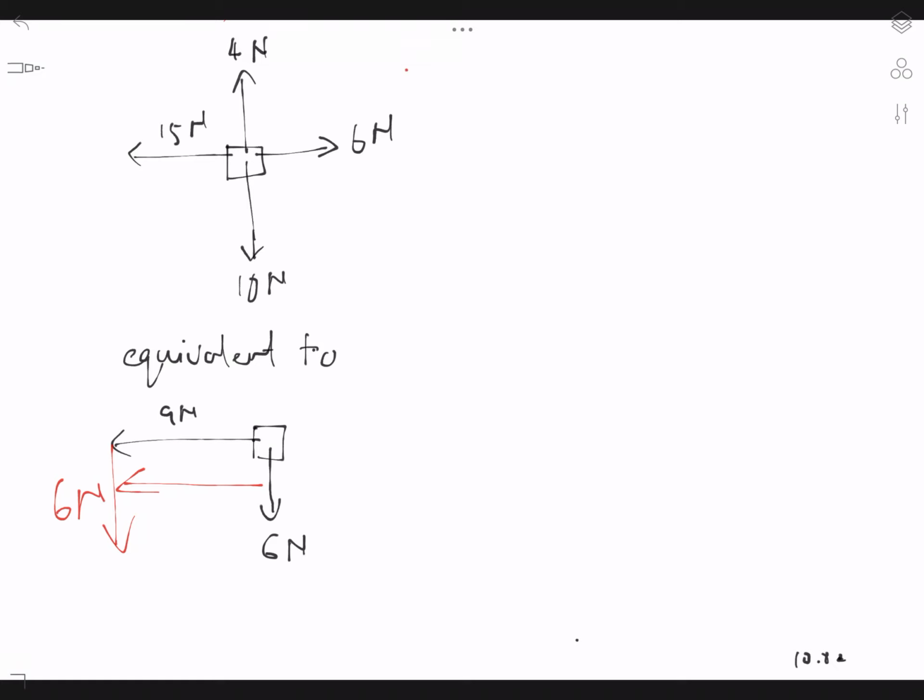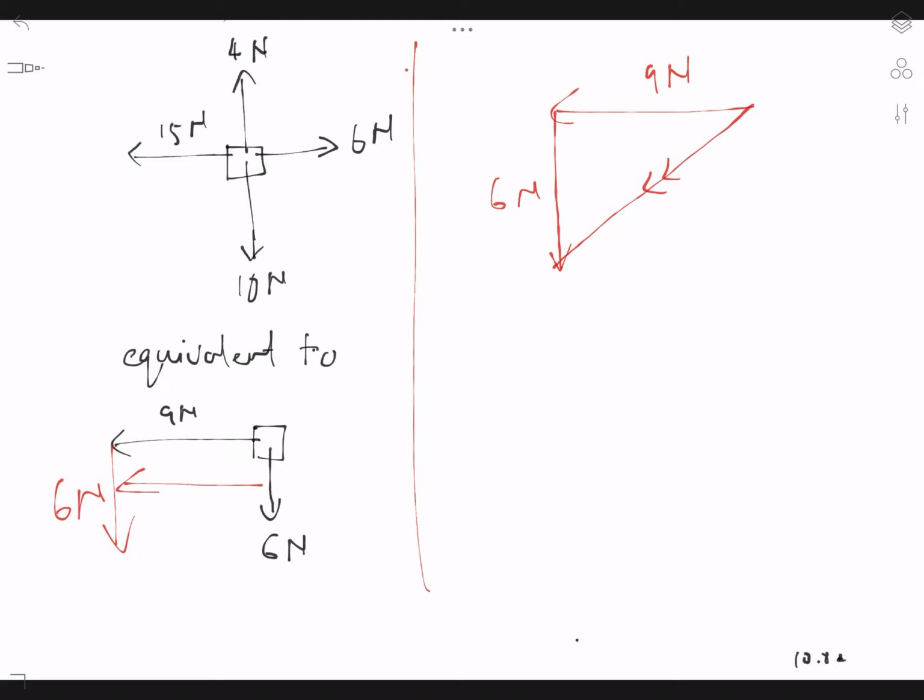Okay, now we use the space here to solve this problem. So this is 9 Newton, and then 6 Newton here, so you can draw it here, 6 Newton. And then where is the resultant force? It's very easy, just joining these lines. So this is the resultant force.